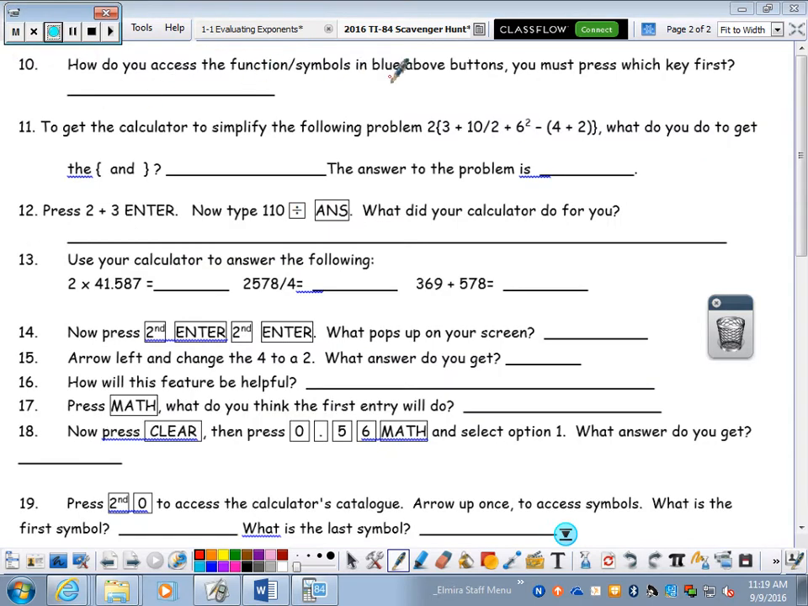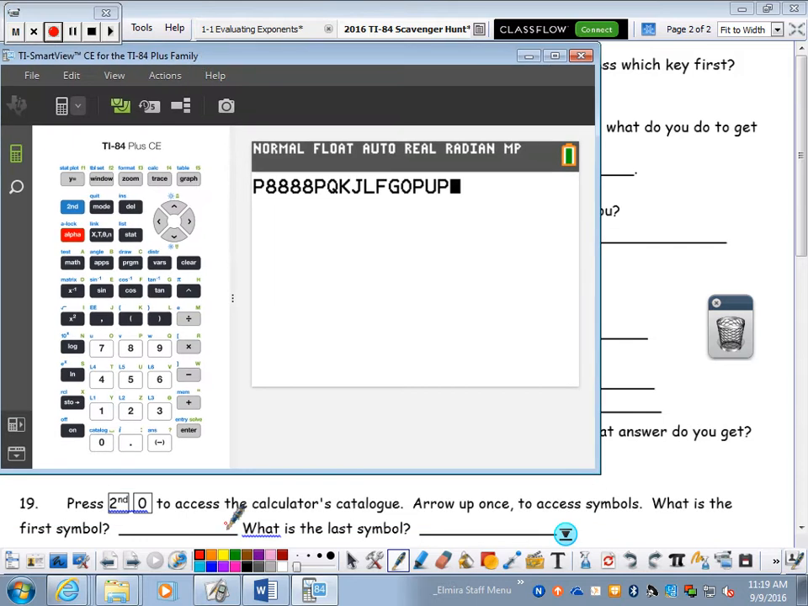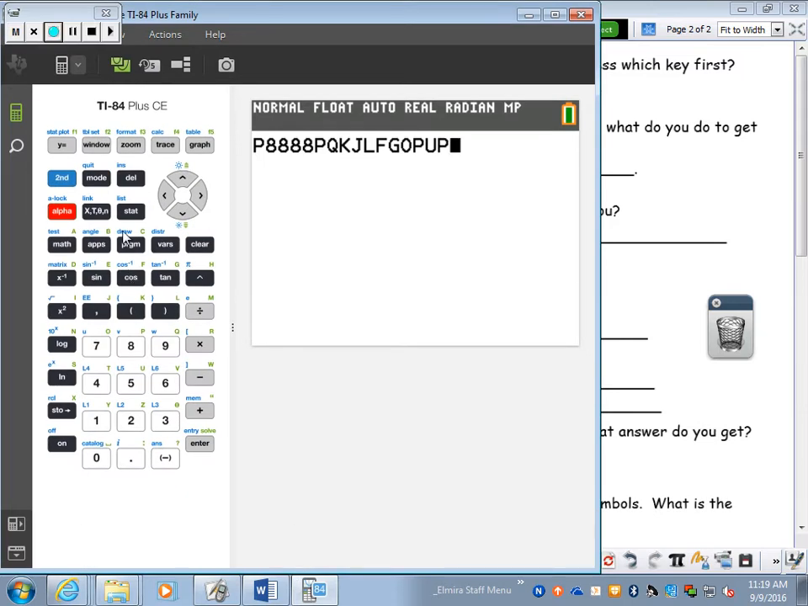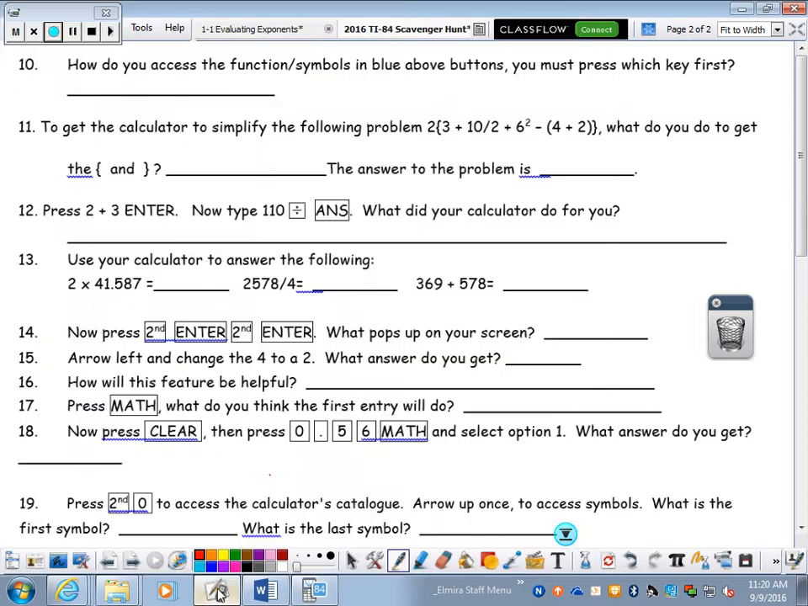Alright, how do you access the function or symbols in blue above buttons? Which key? So let's see what's blue. On this calculator, the blue is these things like quit, insert, list, alpha lock, lowercase letters, L5, L4, off, entry, mem, okay, catalog, that's going to be one we'll use a lot. So anything in blue that you want, you're going to have to press the second key for. Alright, again, what's blue on this calculator might be a different color on yours.